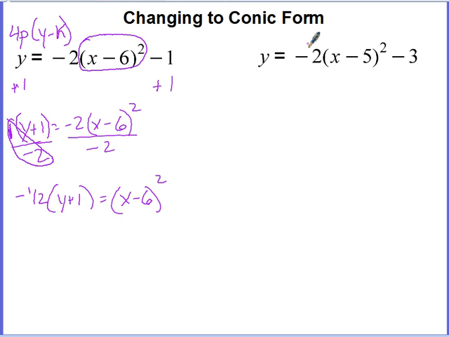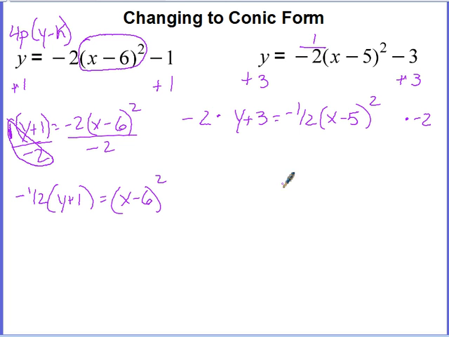This example I'm going to change a little bit. We're going to make this negative 1/2 out in front. So again, we're trying to get the squared term by itself. So if I add 3 to both sides, I have y plus 3 equals negative 1/2 times x minus 5 squared. To get rid of negative 1/2, I can either divide by negative 1/2 or I can multiply both sides by negative 2, because remember those are the same thing. So I'm going to keep this in parentheses because that's what it looks like in my formula. So I have negative 2 times y plus 3 equals x minus 5 squared, because this negative 1/2 times negative 2 would cancel each other out.